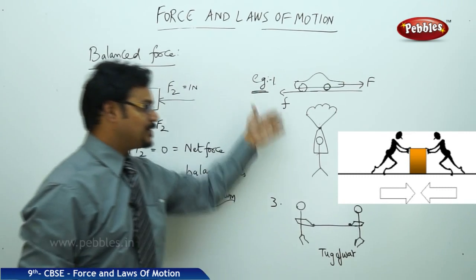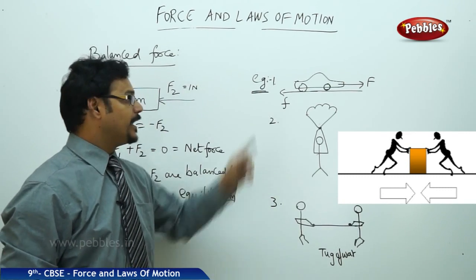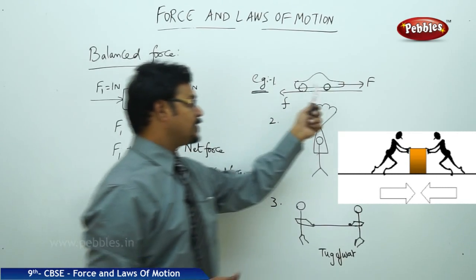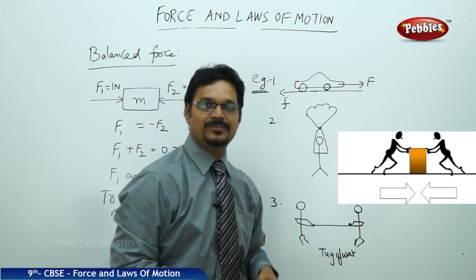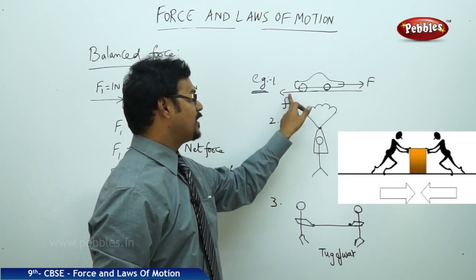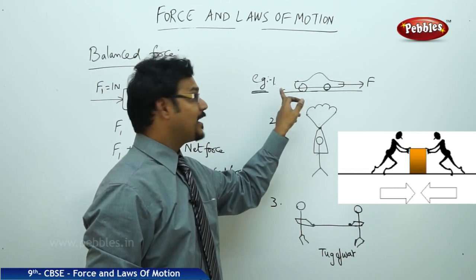Now see some practical examples here. A car is moving towards east. It is moving towards east because of the engine force, capital F. But there is friction between the wheels of the car, between the tires of the car and the road.